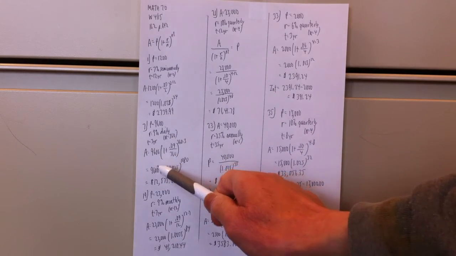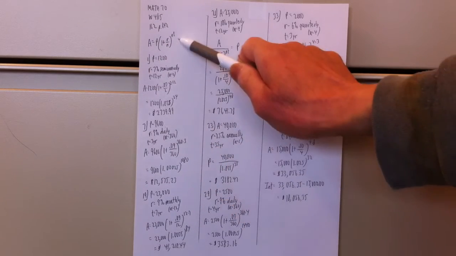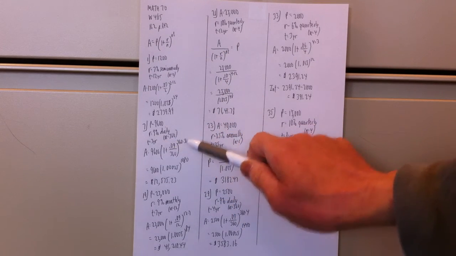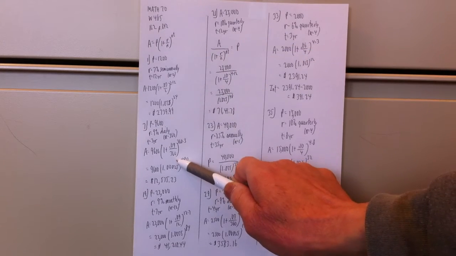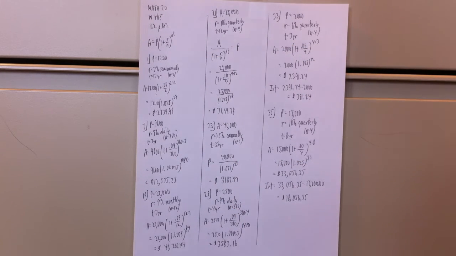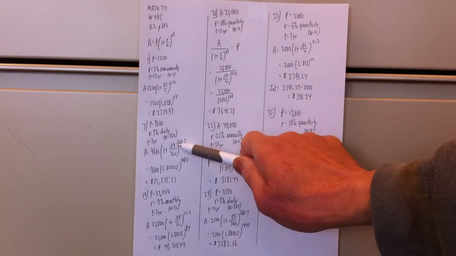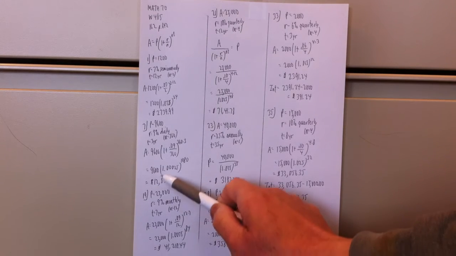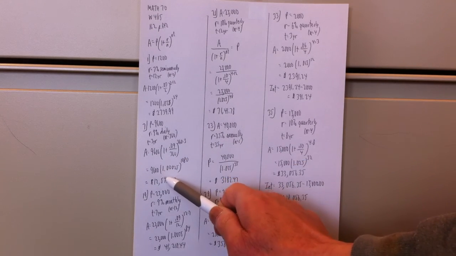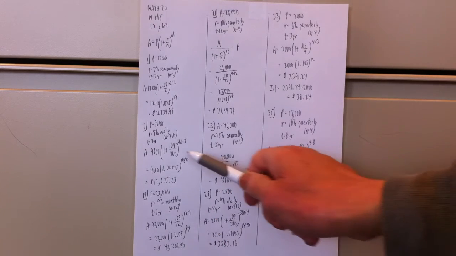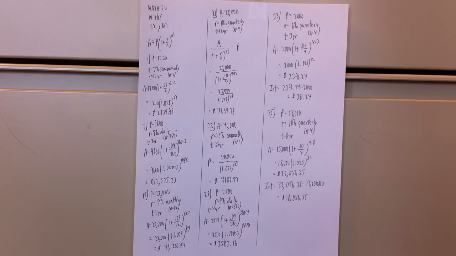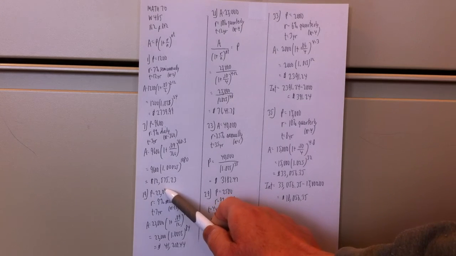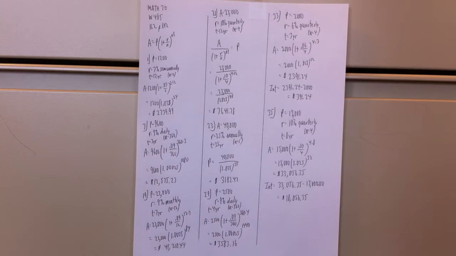So plug everything in, 9,600, that's the principal. 1 plus R, in this case, is 9%, 0.09, divided by n, and we're using 360 again for n, for daily compounding, raised to the nt, so that's 360 times 3 years. This expression in parentheses is 1.00025, raised to the 360 times 3, which is 1080. Then punch that in your calculator, $12,575.23. Again, that's rounded to the nearest penny. You should round your answers to the nearest penny, nearest cent, because that's as far as we go here in America.